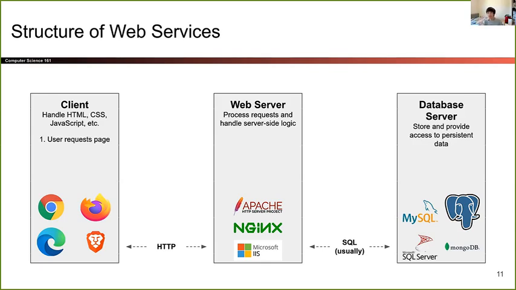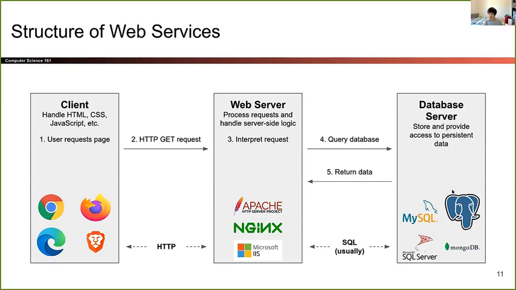The full set of steps that we need to go through is step 1, the client requests the page. So I want to go to cs161.org. This gets sent to the web server as a GET request. The web server receives this request and sees, oh, this request wants cs161.org. And maybe on this page, there's a list of, I don't know, lectures that are stored in a database. So now the web server has to go, okay, let me look up what the list of lectures is most recently. The database server will return this data.